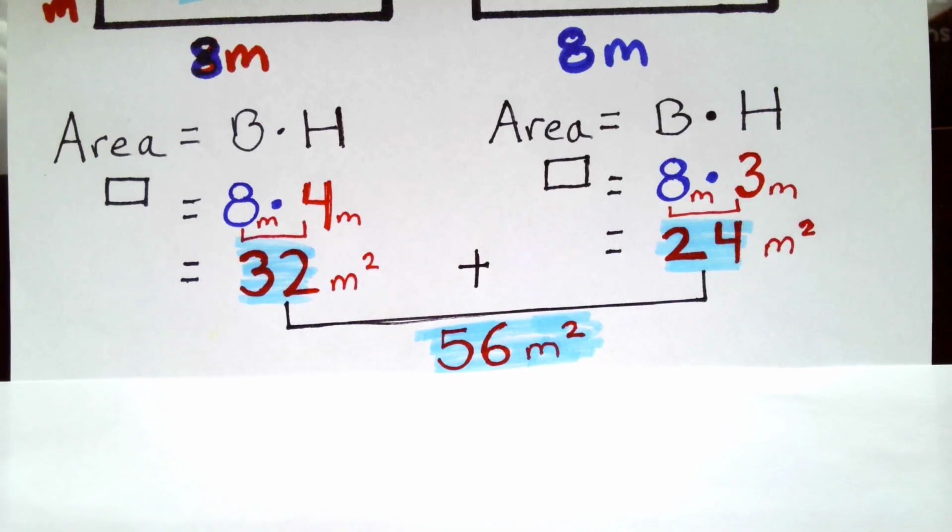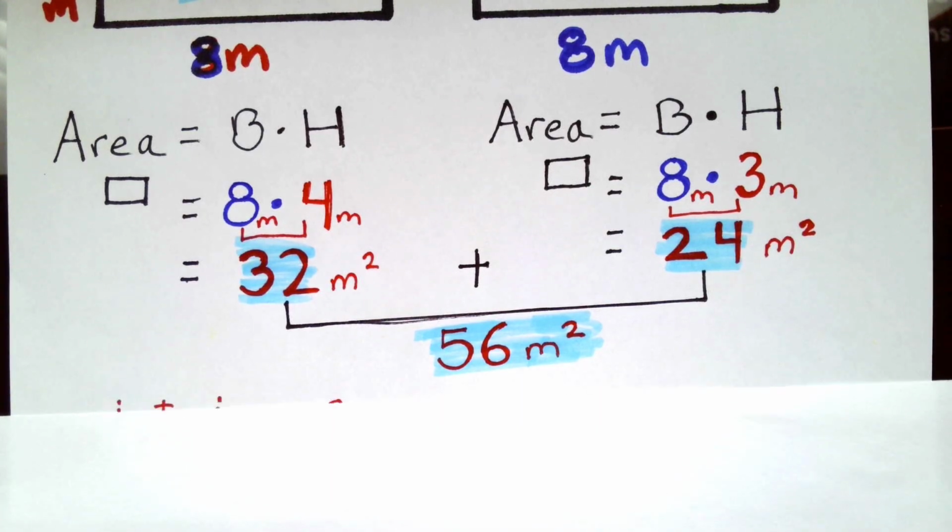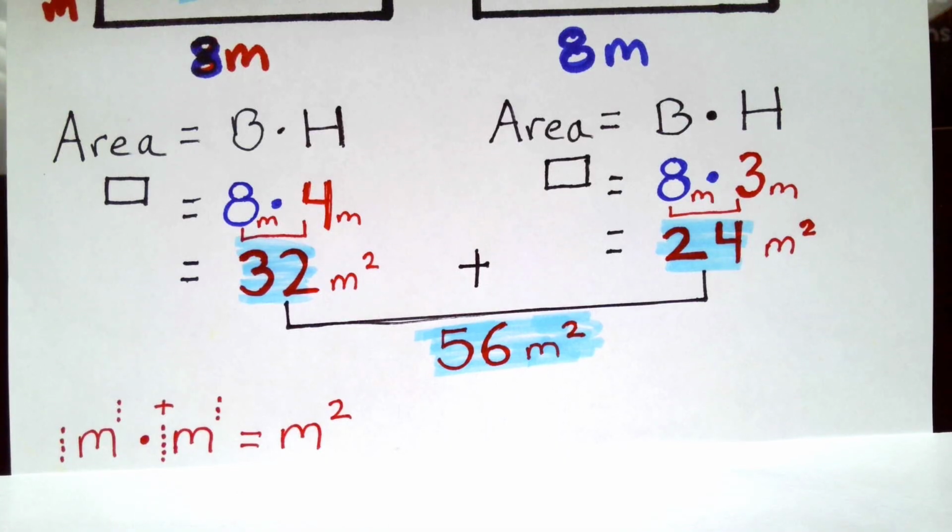Okay, so now I know the value of both of my triangles. That was 12 meters squared, the area of both of those triangles added together, 6 plus 6 is 12 meters squared. 32 plus 24 is 56 meters squared. And later I'll show you how to add up all these values to get your total area answer. Right now I'd like to go over why we end up with meters squared.